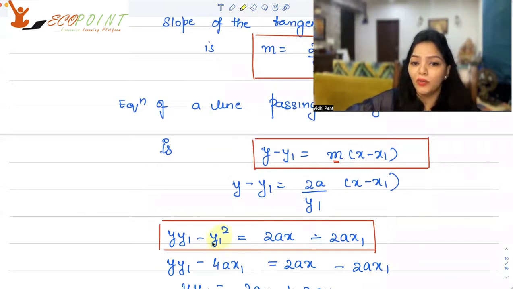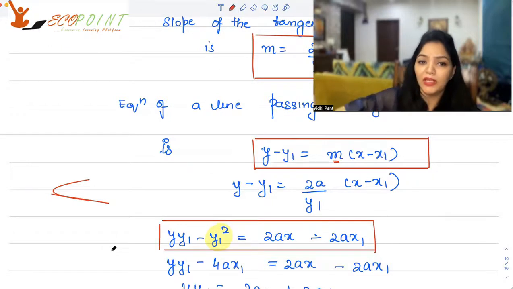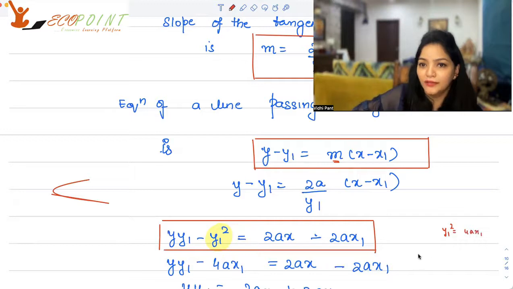Now, what do I know? Since I have the tangent at this point x1, y1, it's actually lying on the parabola also, because you have a tangent at this point, right? So it lies on the parabola. That means y1 squared will be equal to 4ax1. So that is why you can convert y1 squared to 4ax1.